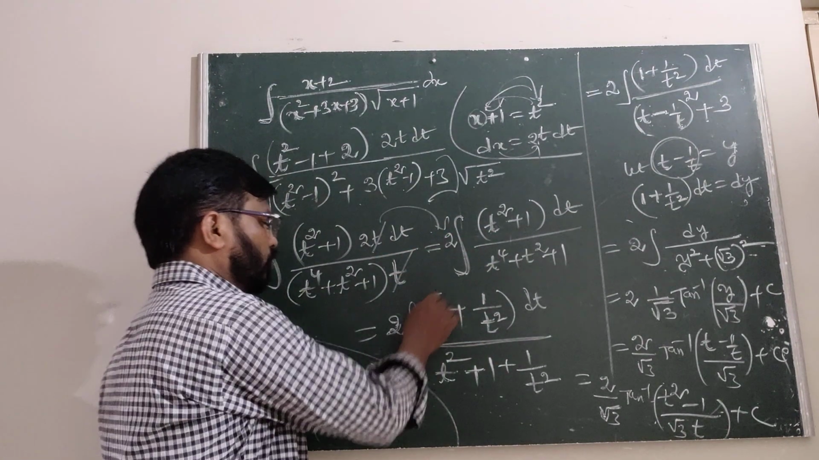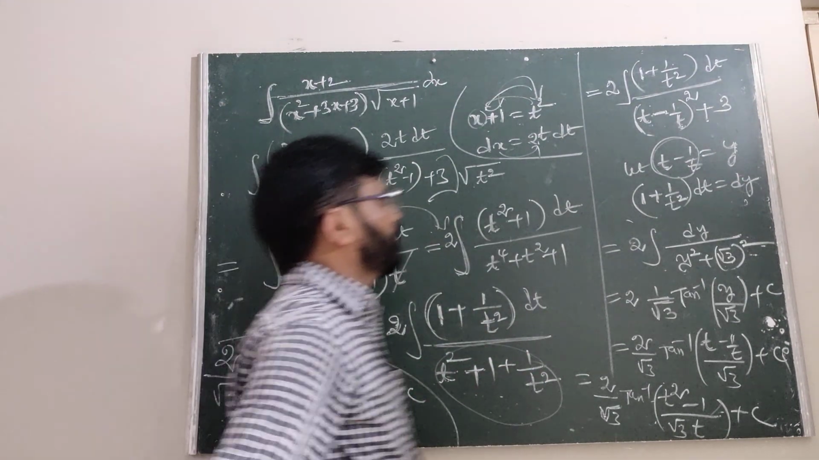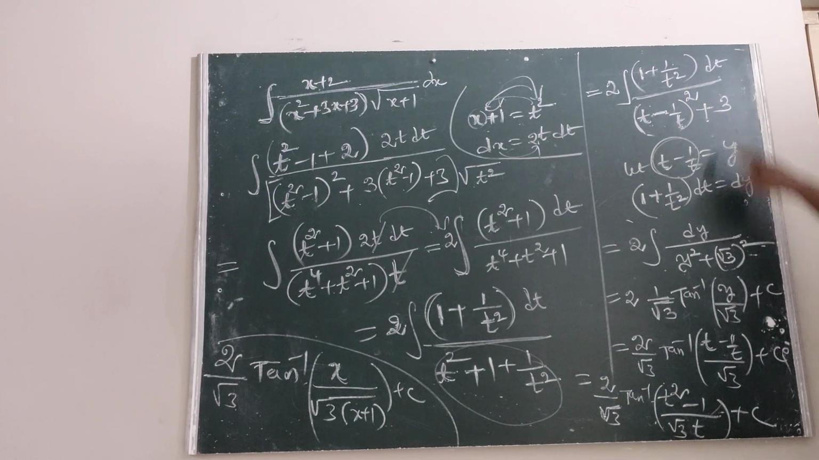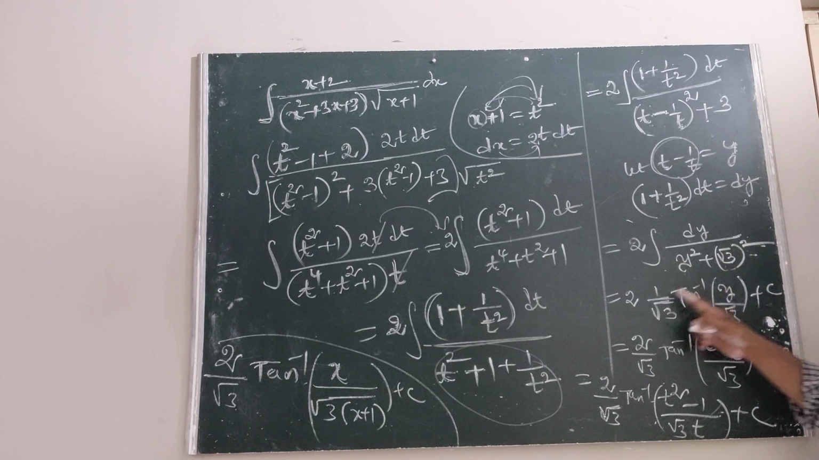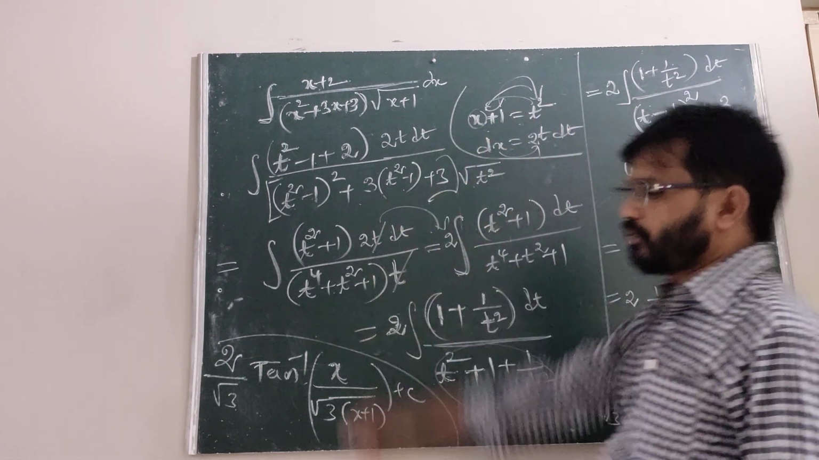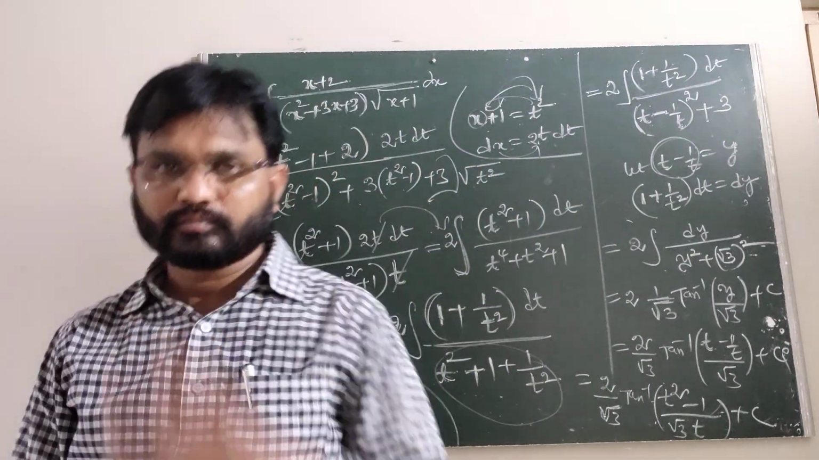After that, when the sign is plus, undoubtedly we can write this as a minus b whole square: t minus 1 by 2 whole square plus 3, where 3 is root 3 whole square. dy by y square plus a square is 1 by a tan inverse of y by a, where y here is t minus 1 by t, and t square is x plus 1. Is it clear?